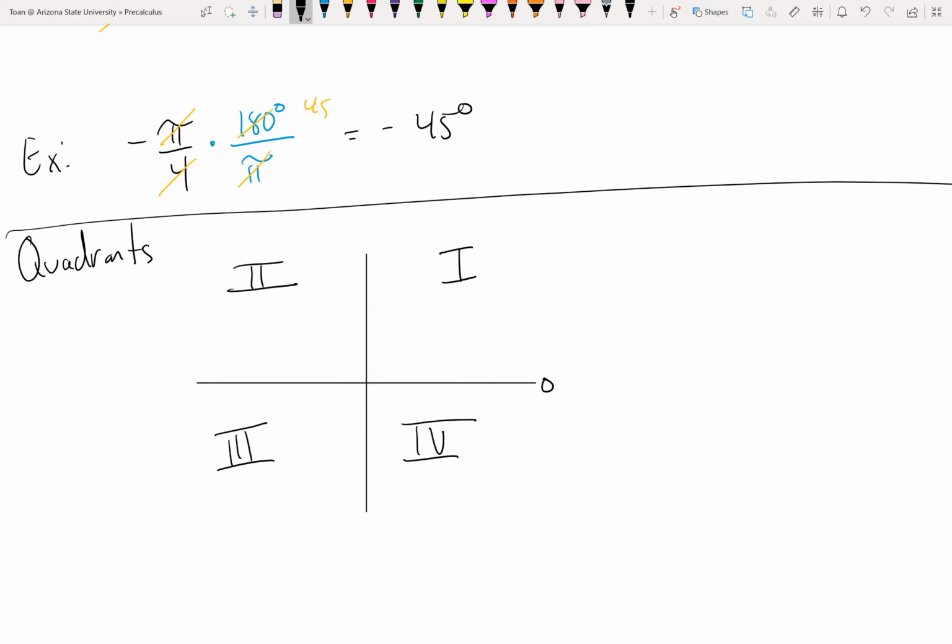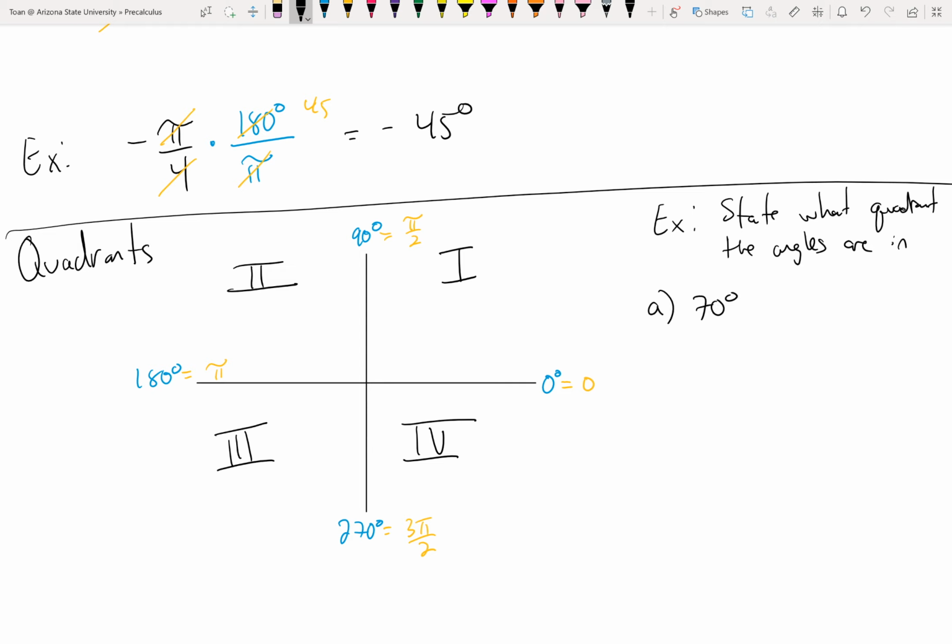So in a degree system, we should know that this is 0 degrees, 90 degrees, 180 degrees, and 270 degrees. Or in the radian system, 0 radians, pi halves radians, pi radians, 3 pi halves radians. So we need to be able to classify an angle based on its quadrant. So for example, state what quadrant the angles are in.